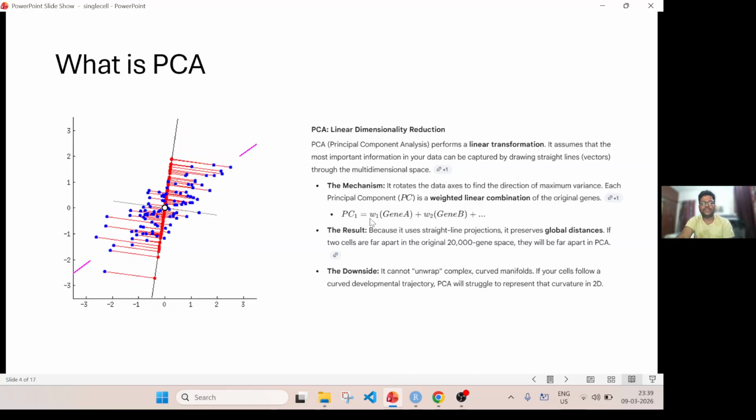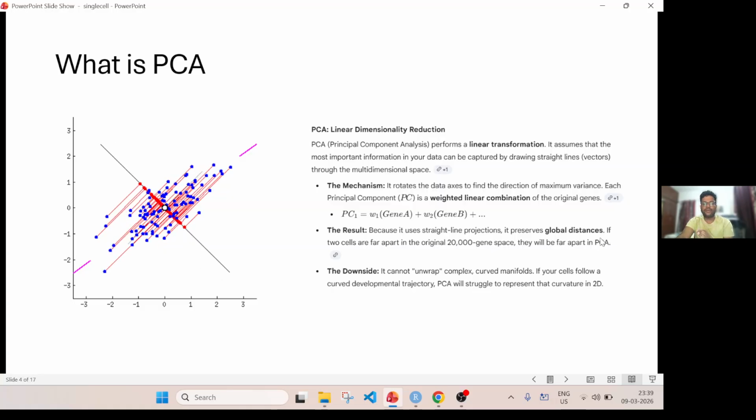So that's why PC1 is equal to some weightage of gene 1 plus some weightage of gene 2 plus some information from gene 3, and so on. That's why it's a weighted linear combination of the original genes. So we need to know which gene is contributing to which PC, positively and negatively. Because of this straight line projection, PCA preserves the global distance.